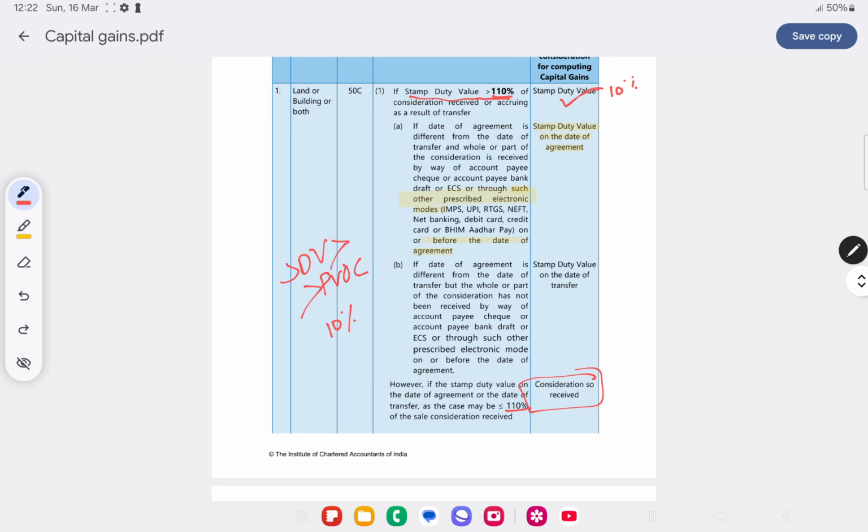Now, should we take the stamp duty value on the date of agreement or the date of transfer? We should take the stamp duty value on the date of agreement if we have received some amount through electronic clearance system, RTGS, IMPS, UPI or any mode of banking channels except cross-border cheque. If we have received any amount before the date of agreement, then the date of agreement will be the stamp duty value date. If we have not received any amount, then the date of transfer stamp duty value will be taken.